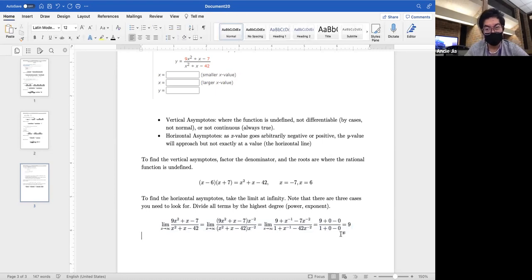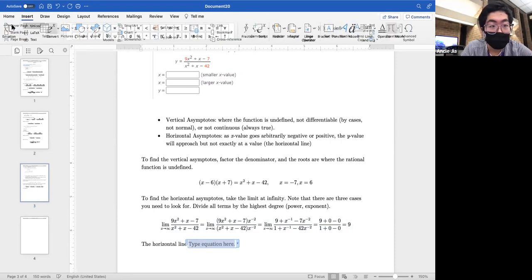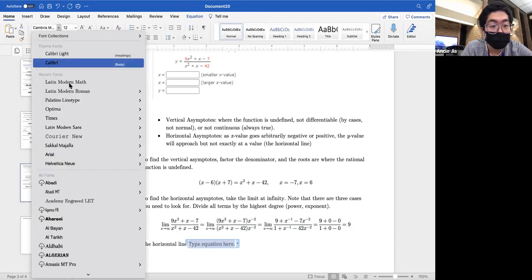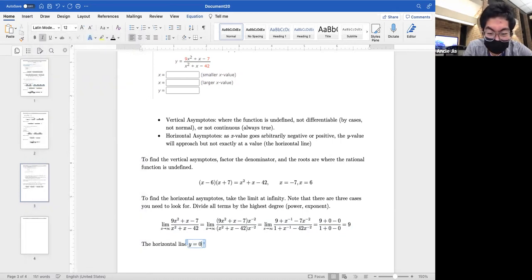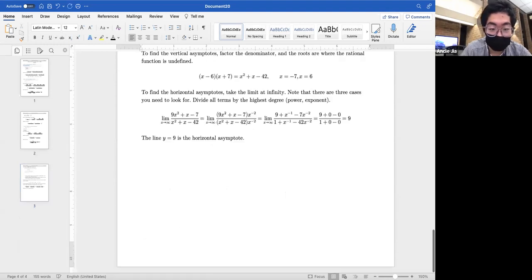So y equals 9, the horizontal line y equals 9 is the horizontal asymptote. Just say the line y equals 9. And this sounds more reasonable.